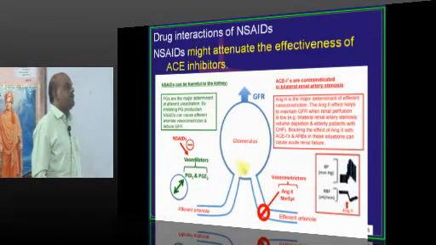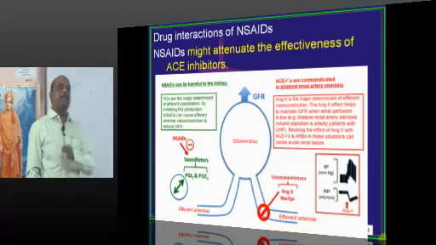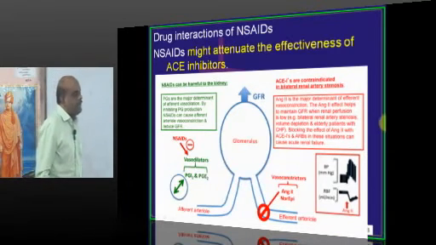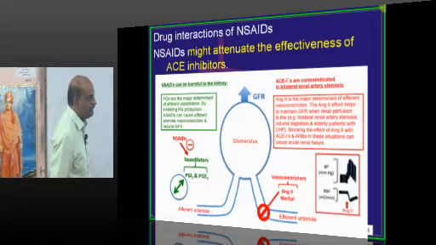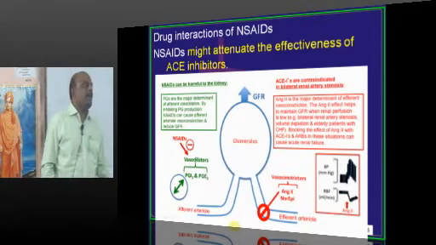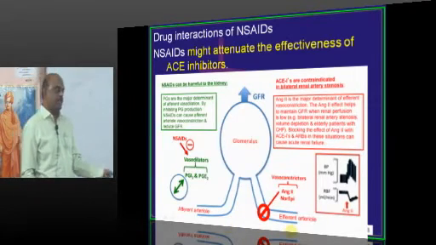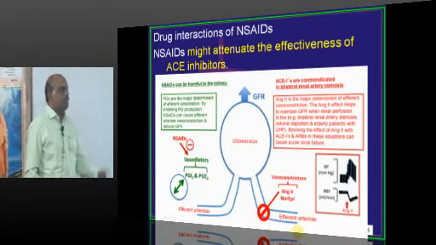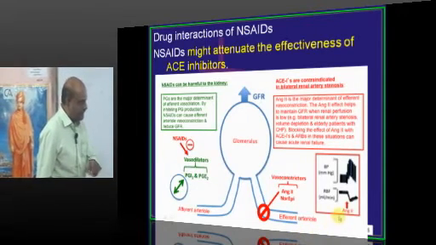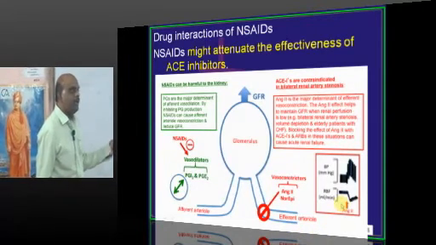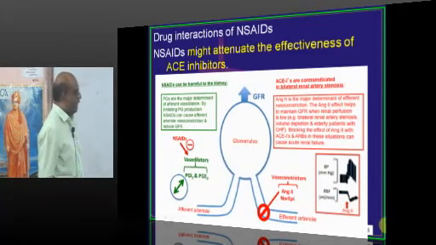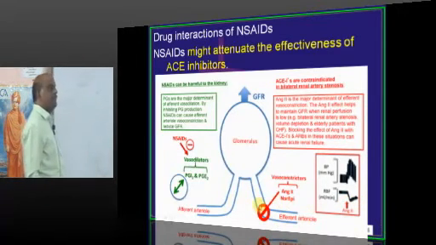ACE inhibitor, what is ACE inhibitor? Angiotensin converting enzyme inhibitor. What is angiotensin converting enzyme? Which converts the angiotensin 1 into angiotensin 2. If you happen to inhibit it, then what are you decreasing? Formation of angiotensin 2. By doing that, what do you want to basically achieve?